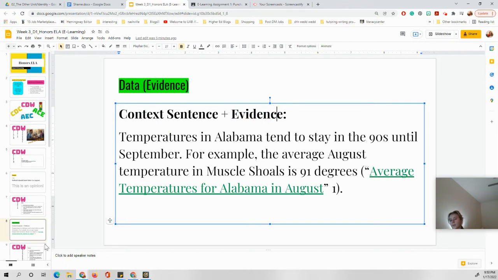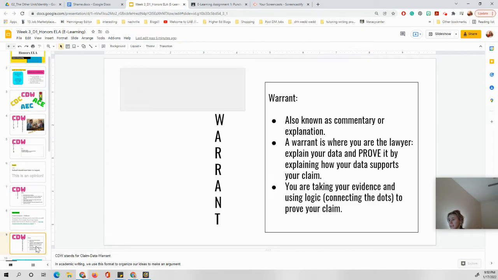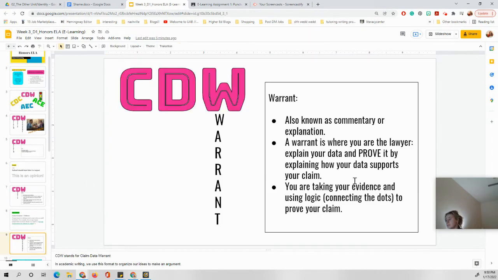Okay. Now we have to go to that W. What does the W stand for? Well, the W stands for warrant. This is also known as commentary or explanation, because a warrant is where you're doing a lot of explaining, okay? So with that, a warrant is where you are the lawyer. You explain your data and prove it by explaining how your data, your evidence, supports your claim. And so you are taking your evidence and using logic, where you're connecting the dots, to prove your claim.